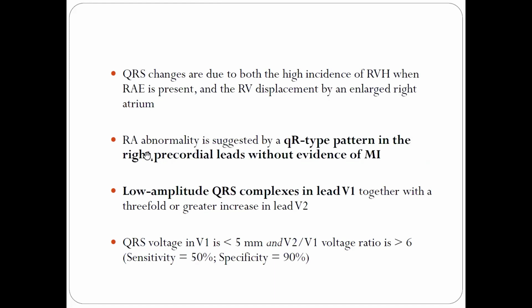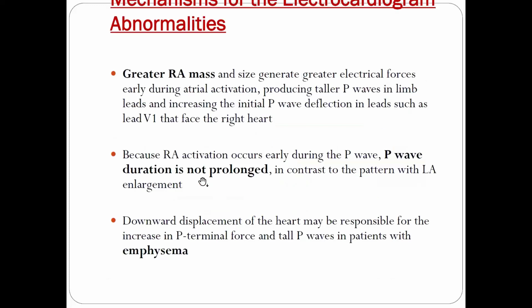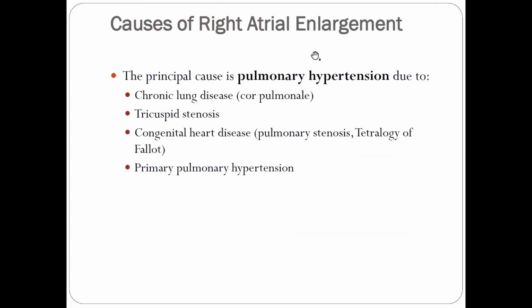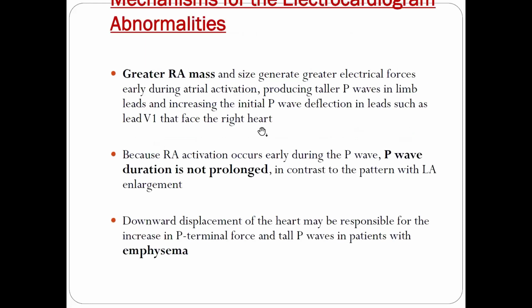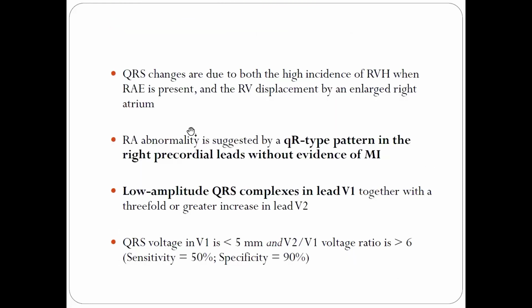Normally, if there is right atrial enlargement, many times the patients are also found to have right ventricular enlargement as well. The common cause of right atrial enlargement, mainly pulmonary hypertension, is also responsible for right ventricular enlargement. Also, the right atrial enlargement pushes the ventricles downwards, so the changes will occur similarly.